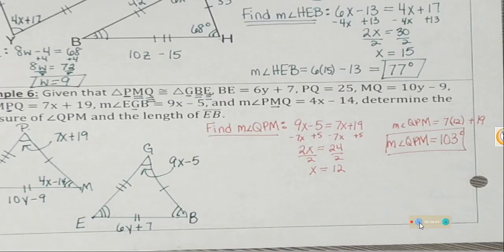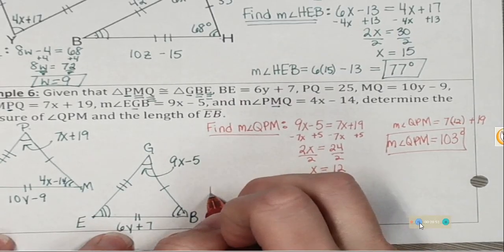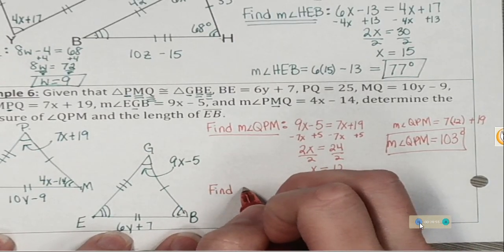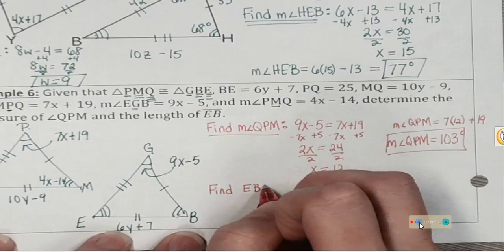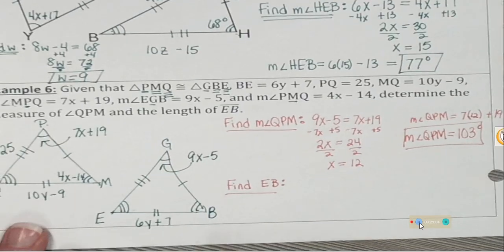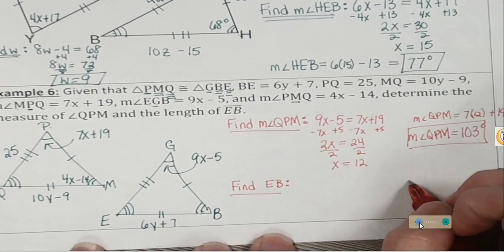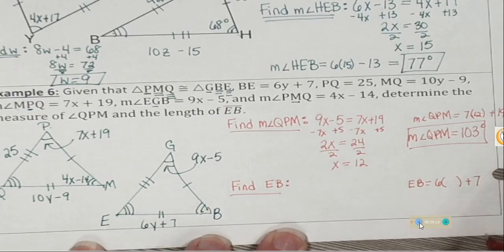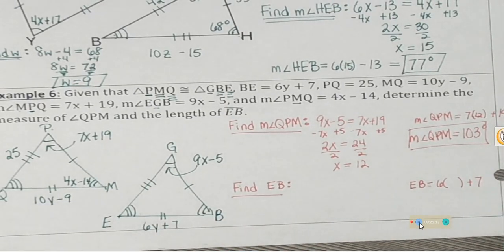Next, I need to find the length of segment EB. So to write the length of segment EB, all I've got to do is write EB without the line over it. With the line, it's a name. Without it means the measure of. All right, so find EB. So EB equals 6 times y plus 7. What do you have to find to get that answer? You've got to find y.